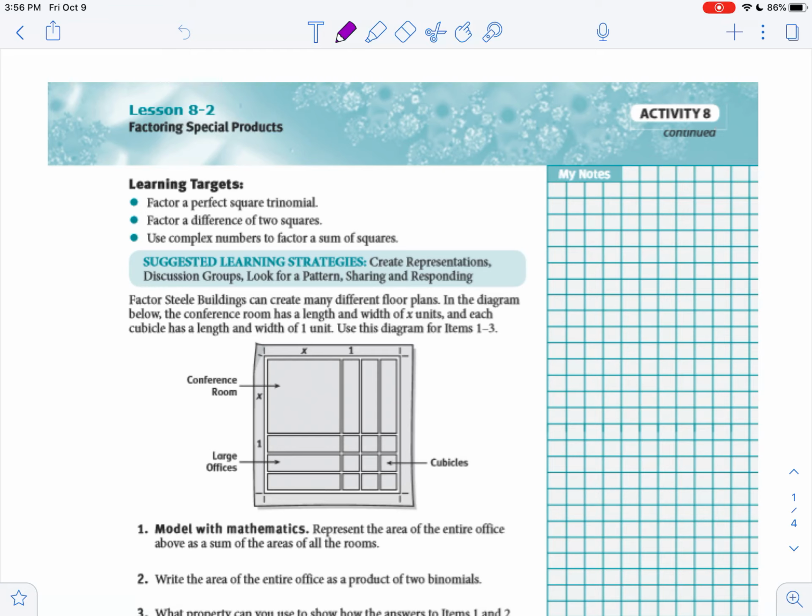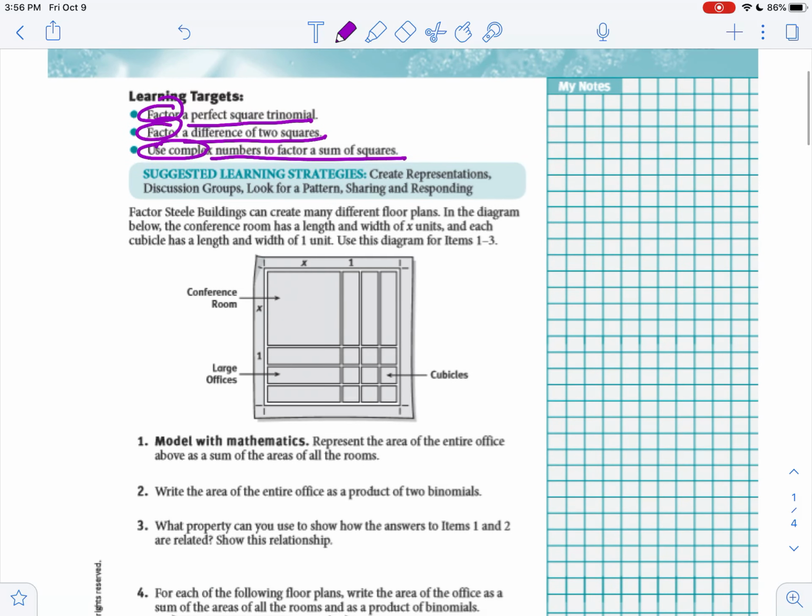Hello, our second lesson on factoring is called Factoring Special Products, and this is lesson 8-2. Today, we're going to factor a perfect square trinomial. We're going to factor a difference of two squares, and finally, use complex numbers to factor a sum of squares.